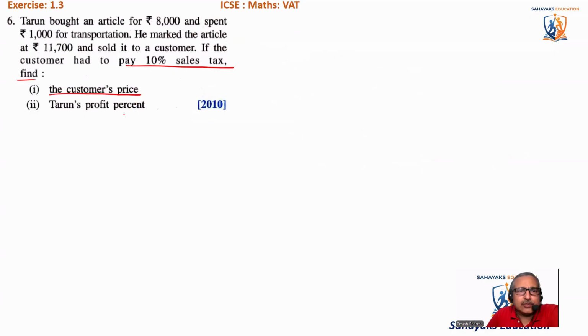At what price is the customer going to get it? Tarun's profit percent: at what percentage of profit has Tarun made on it? Okay, let's see. Tarun bought an article for 8,000 rupees and spent 1,000 rupees. So what is the cost price of the product? It comes out to be 9,000. This is the price at which he got the product.